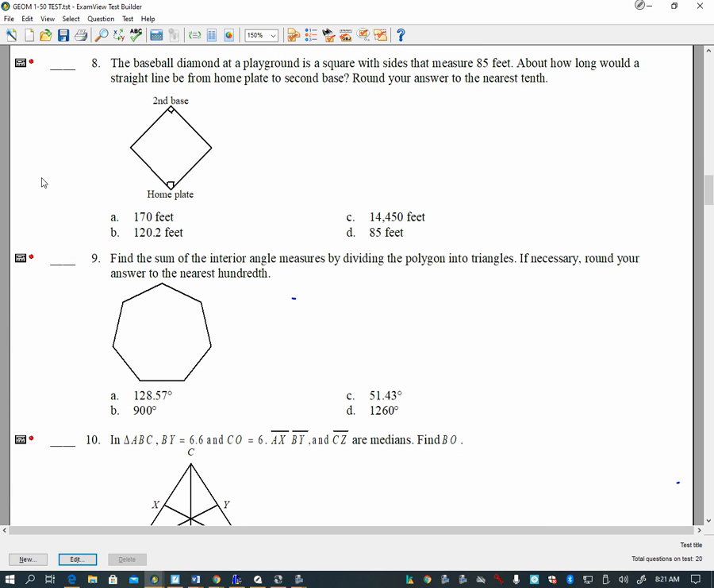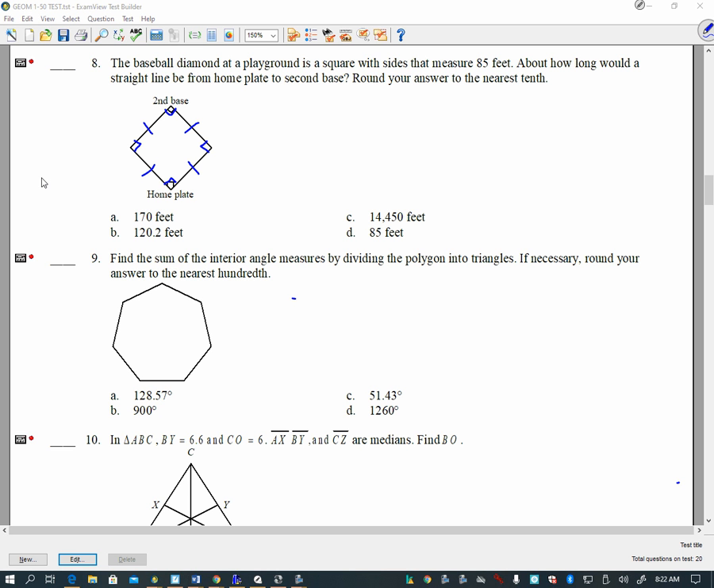Number 8, tougher question. A baseball diamond at a playground is a square. What do I know about squares? I know they have 4 sides. Good. What else? All the sides are equal. That's helpful. So I can put in 4 tick marks, correct? What else do I know about squares? All angles are 90 degrees. What's another word for 90-degree angles? Right angles or perpendicular angles. So all of these are right angles, correct?